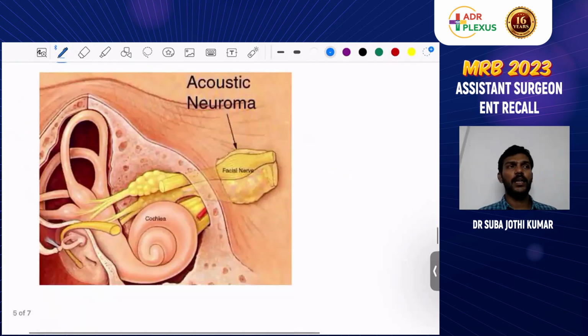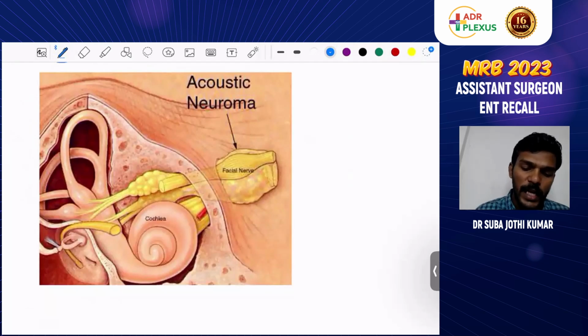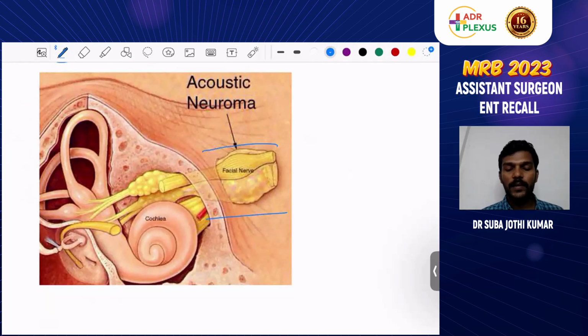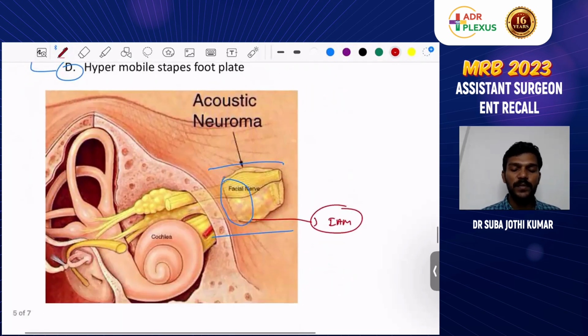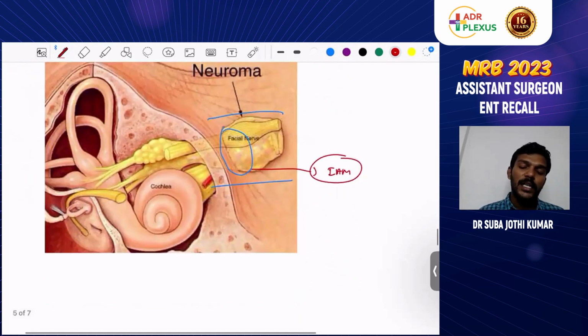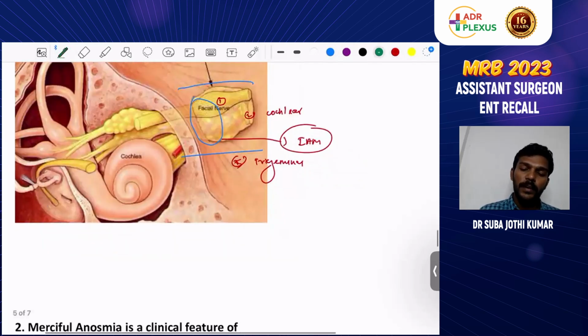What is a Hitselberger sign? Let me tell you. See, this is the area where the facial nerve and 8th nerve, the 7th and 8th nerve, enter the temporal bone through the internal auditory meatus, IAM. So if the tumor is arising from the vestibular division of the 8th nerve, the tumor will compress the adjacent nerves: the facial nerve, then the cochlear nerve, then the trigeminal nerve. Okay. If the cochlear nerve is involved, the patient will be having SNHL and tinnitus. Okay. Look carefully.